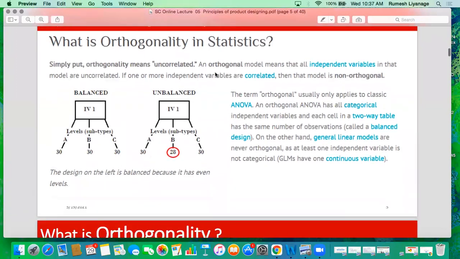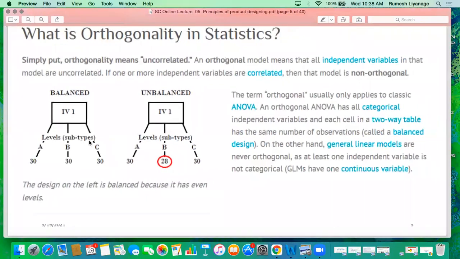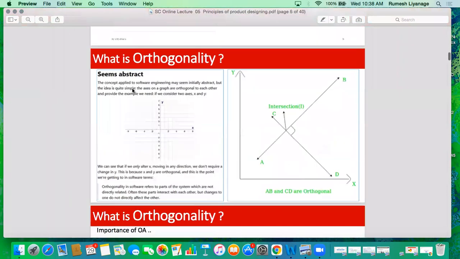Here you can see again the balanced and unbalanced experiments. Here you can see all the subtypes are similar, but in this example, the middle one is different. So we call it an unbalanced one.